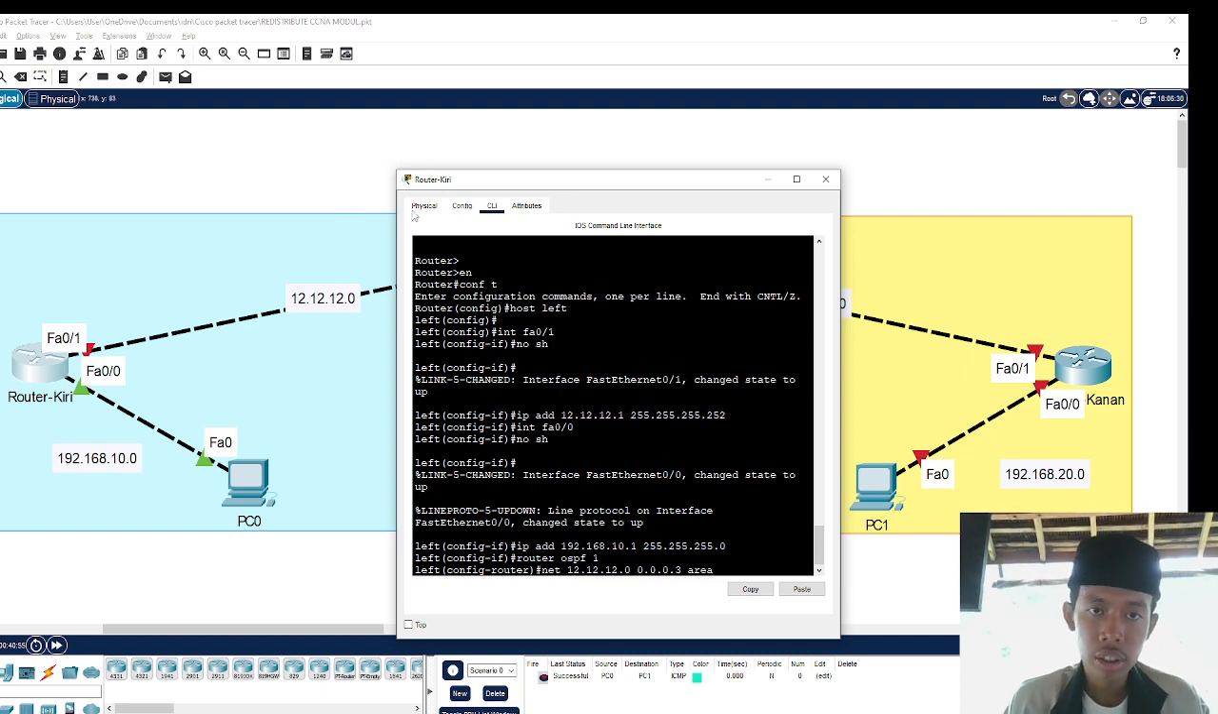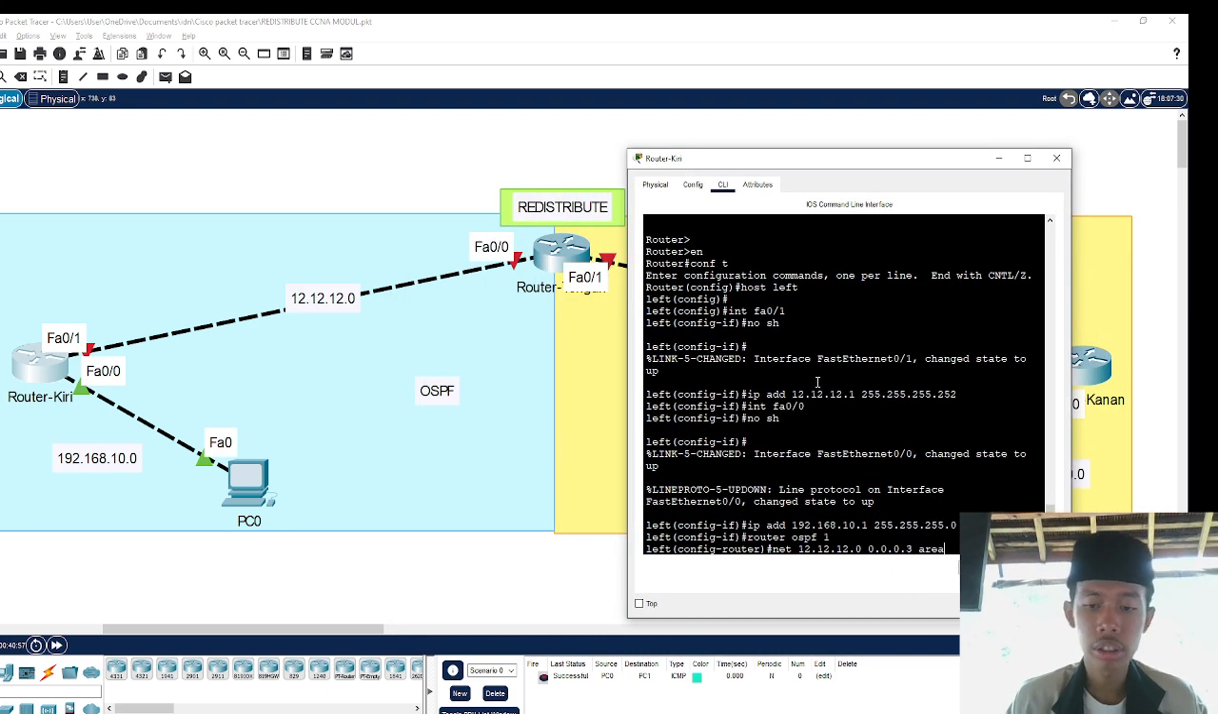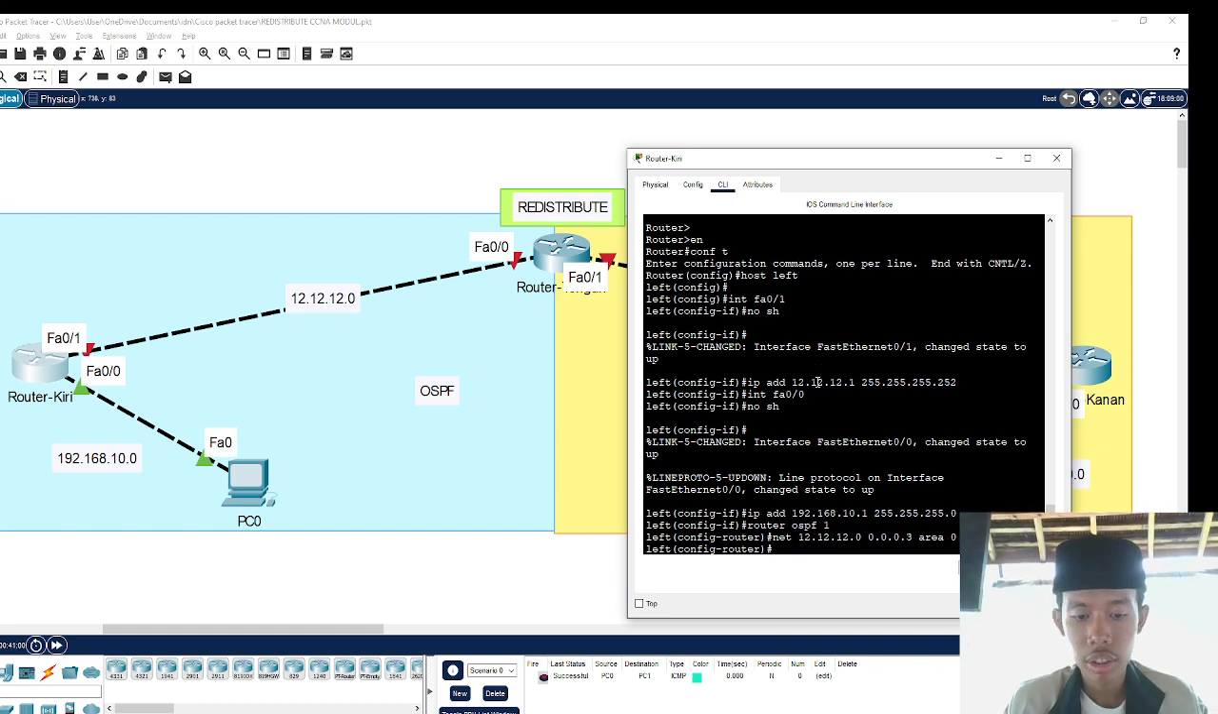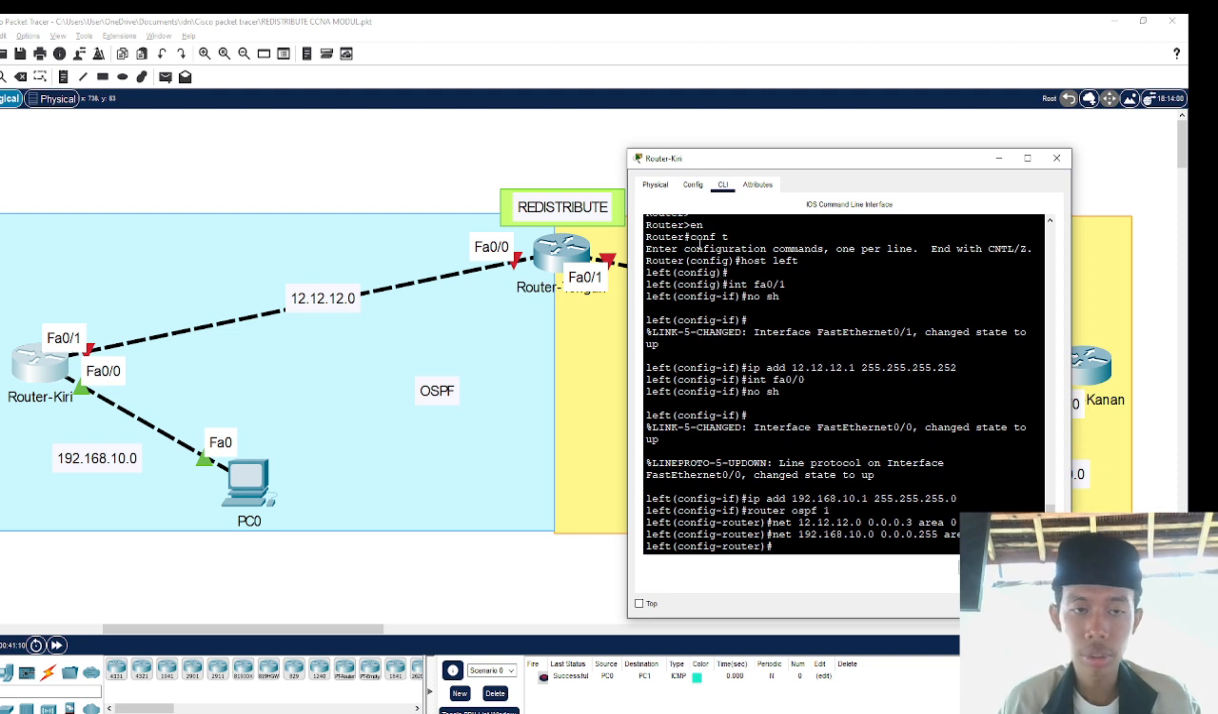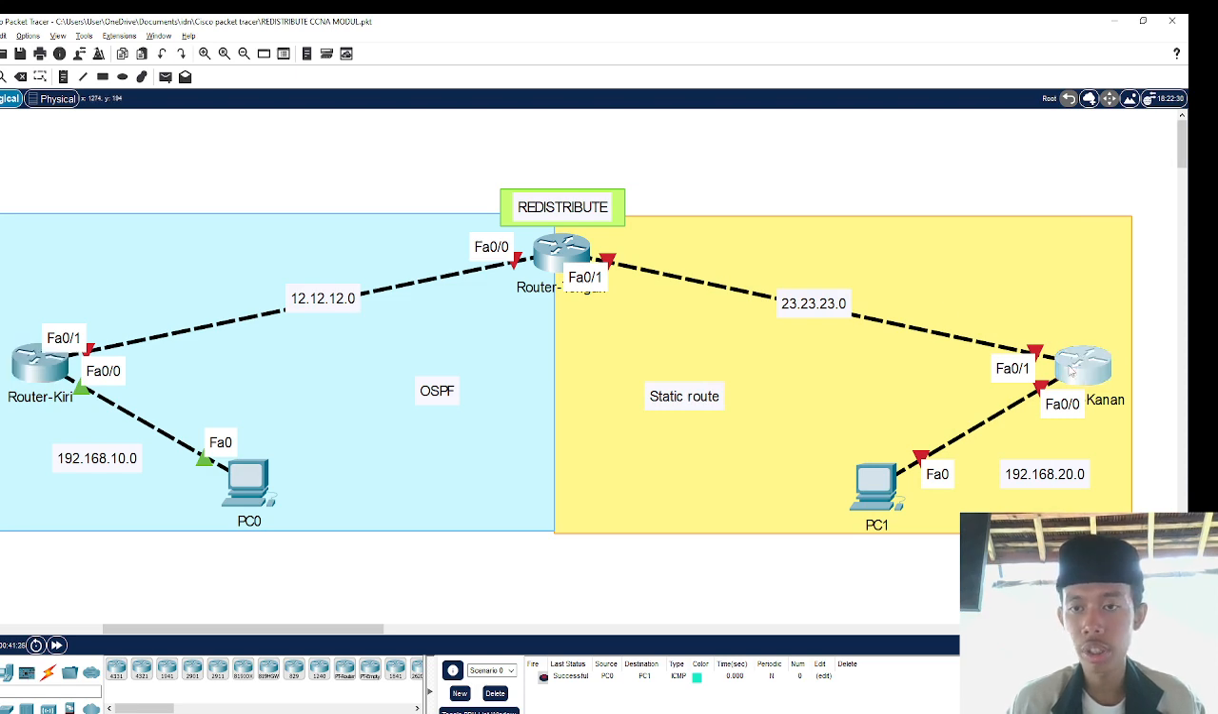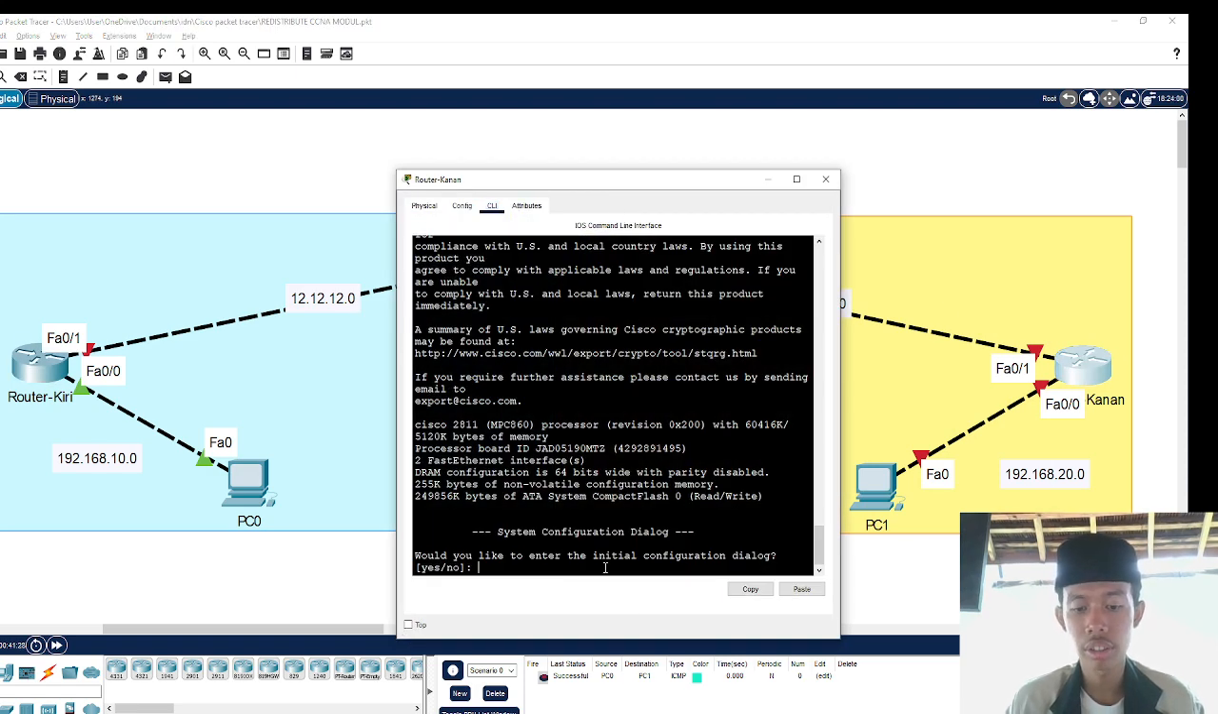We will do OSPF area backbone, or area 0. Because the left router owns the 12 network and the 192.168.10 network, it must advertise the networks that it has into OSPF. Okay, we are done with the left side configuration, and we will move to the right side configuration.